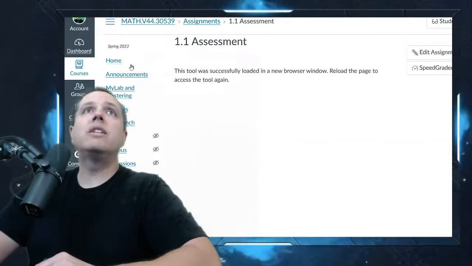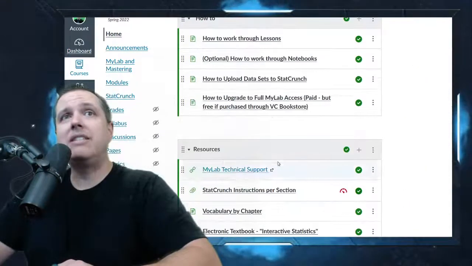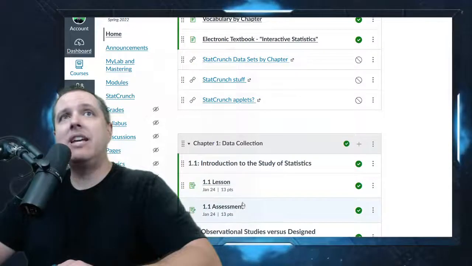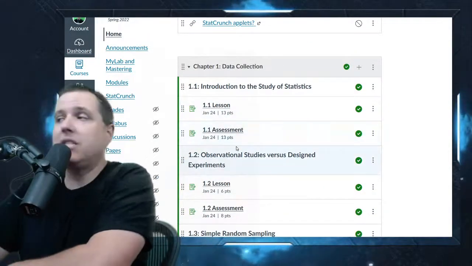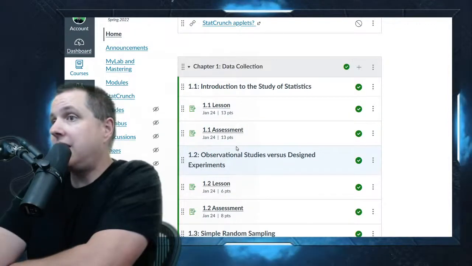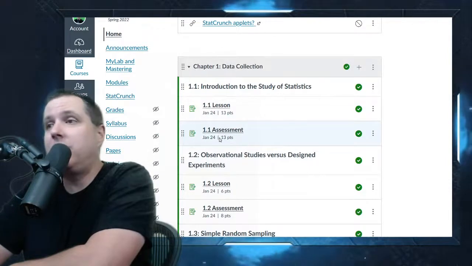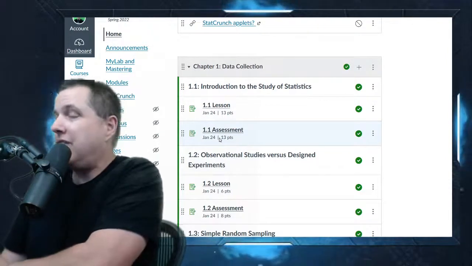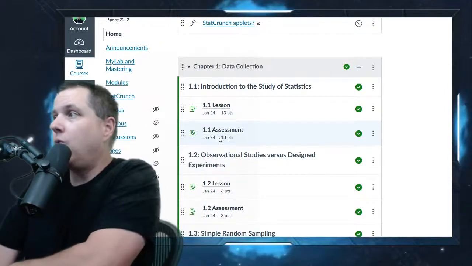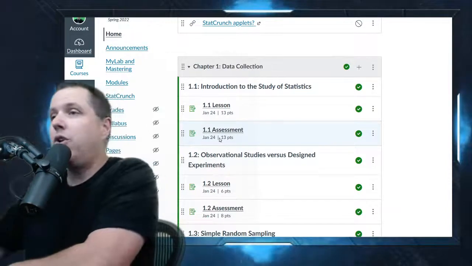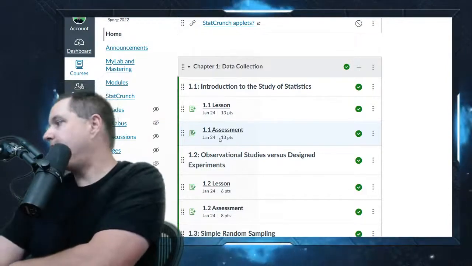Now, because some students get confused, you should be doing all of them. You should be doing the lessons and the assessment. You can see they're both worth points, right? The lesson's 13 points, the assessment's 13 points. They're weighted, so these 13 points are not the same as these 13 points, but you shouldn't worry about any of that. You should just be trying to get all the points. Don't worry about which are worth more. Just get all the points that you can, and then you'll be good to go.